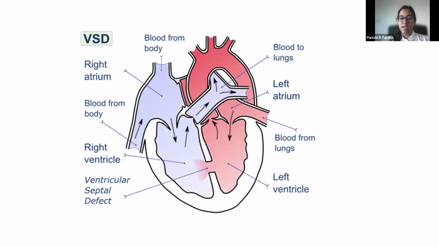This is the septum which divides the two ventricles. So it's the ventricular septum. A defect in the ventricular septum is known as a ventricular septal defect. Okay, now let's look at normal hemodynamics of the heart.